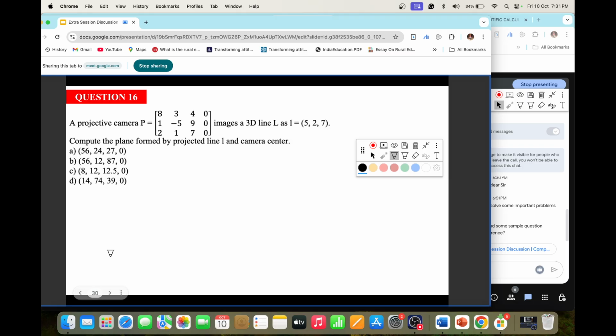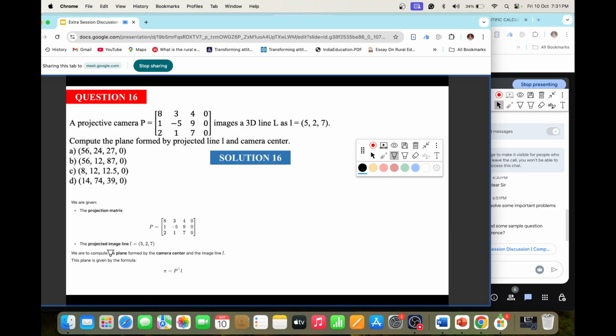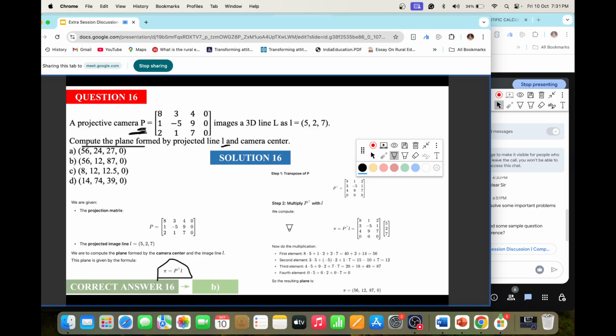And then, projective camera matrix, compute the plane. So the formula is P transpose L. Sorry, it is a projective camera, so P transpose L. P transpose L is the transpose of this P matrix, the projective camera matrix, multiplied with the line, and you can get the equation of the plane. So pi equals P transpose L. Very simple formula, just keep it in mind and you can get your equation of the plane. It is just a matrix multiplication.